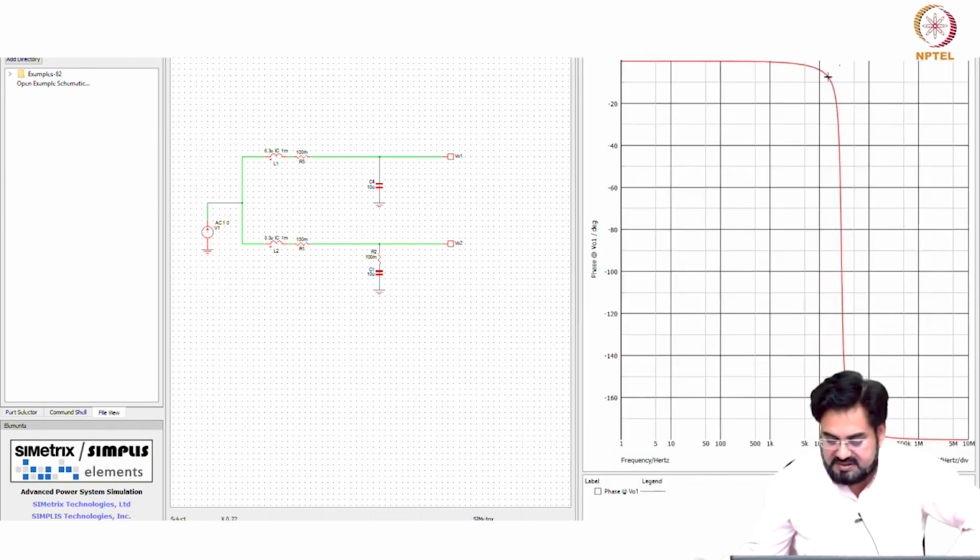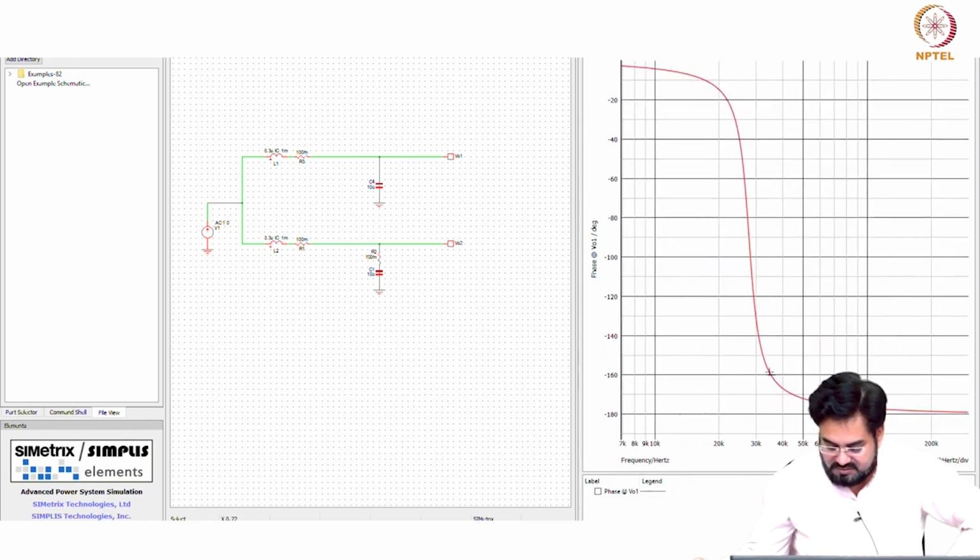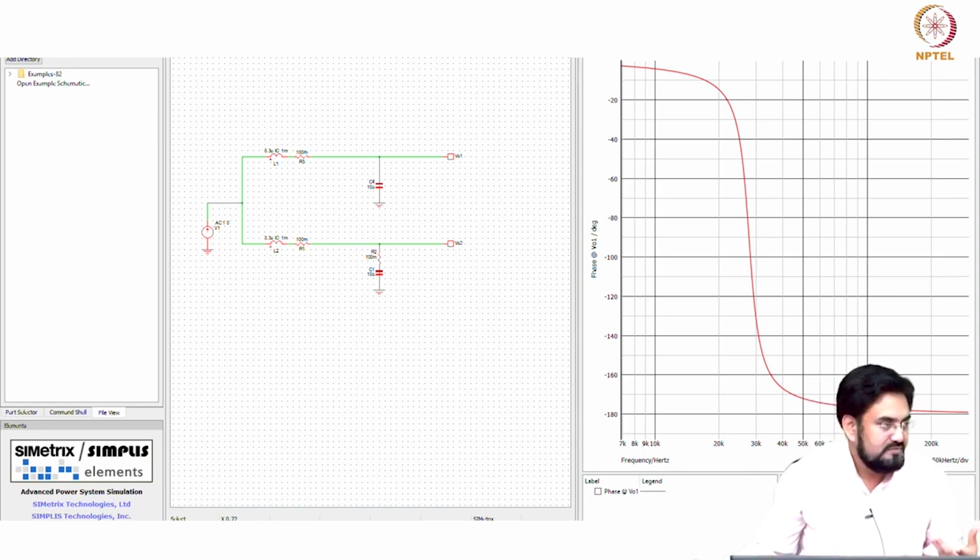You can see the phase around resonance is dropping very quickly. It is going very close to 180, like 170, below 170. So if you look at the phase margin, if this is resonance and let us say my UGB is somewhere around 100 kilohertz, you hardly get any phase margin, 3 degrees or so. So the phase margin will be nothing here.